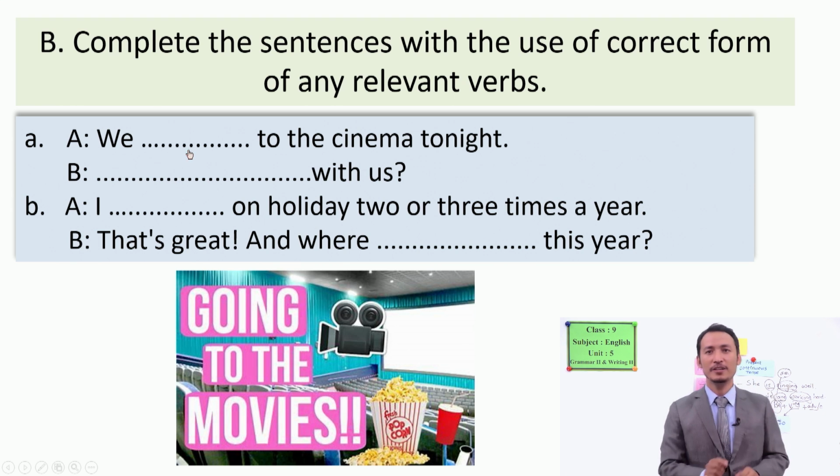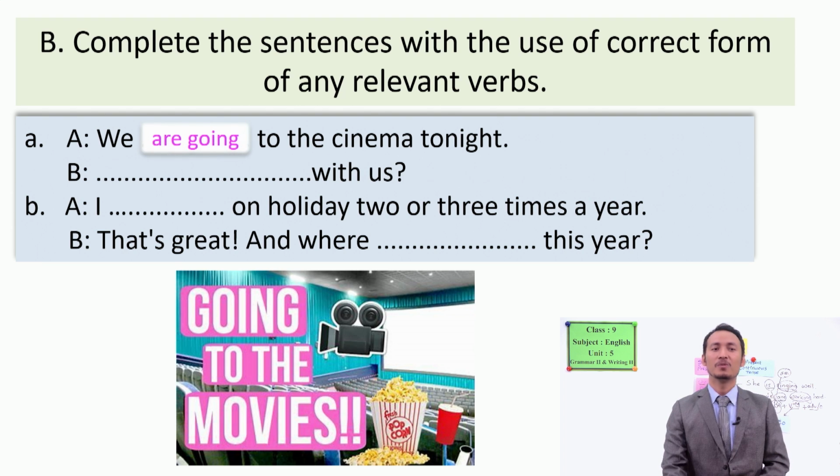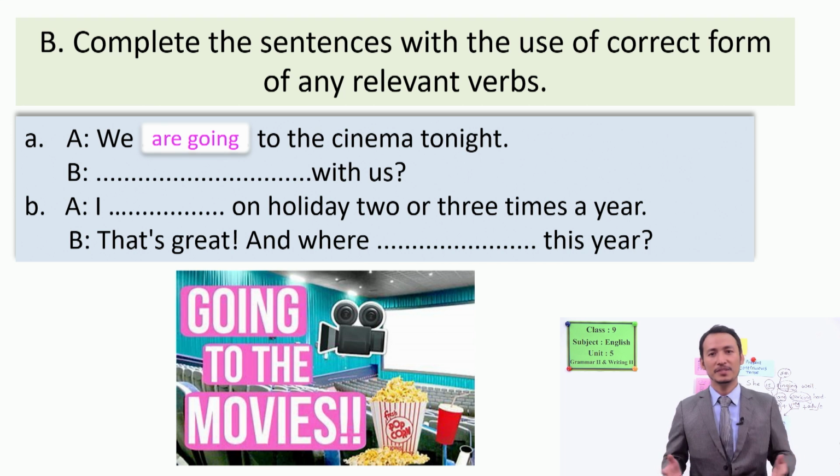So now you have to fit which tense it is. Can you guess? We go to the cinema tonight, or we are going to the cinema? What do you think? Yes, it's we are going to the cinema tonight. When you are talking about a future plan, you can also use present continuous tense for talking about future plans or your intentions to go there. Okay, students, so it should be we are going to the cinema instead of we go to the cinema tonight.